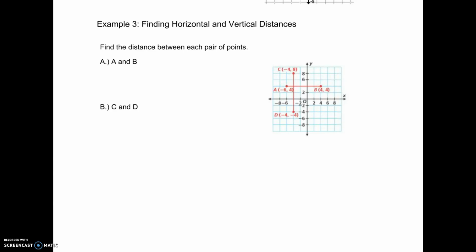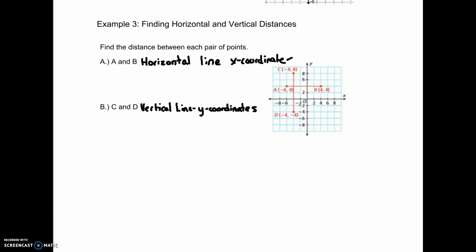And our last example, example 3, finding horizontal and vertical distance. When we're talking about distance, distance is always a positive number. Since it's always a positive number, we're going to use absolute values. So we're going to find that distance from 0, because we always want a positive number. In order to do this, we need to find the difference between our x's or our y's. If our line is horizontal, so if it's going flat across, like AB, this is a horizontal line. And we're going to use our x coordinate. C and D, there's a vertical line. And we're going to use our y coordinate.